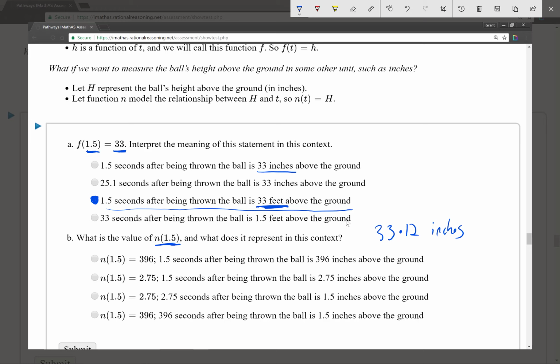So 33 times 12 is equal to 396. So n of 1.5 should be equal to 396. And this means that 1.5 seconds after being thrown, the ball is 396 inches above the ground. So in this case, the first option should be our correct answer.